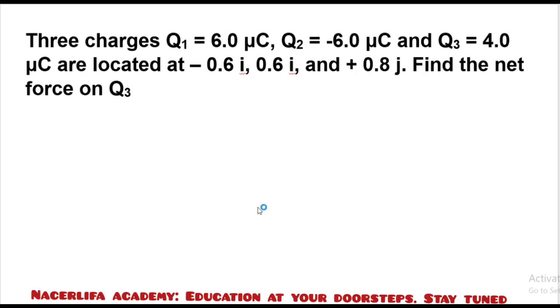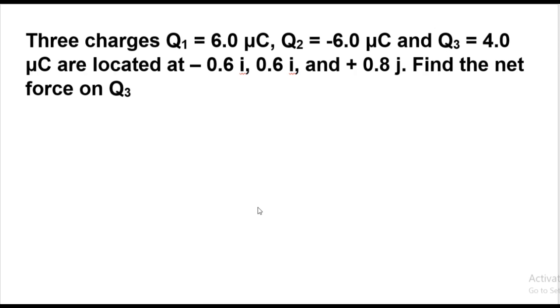The question says, three charges Q1, 6 microcoulomb, Q2, minus 6 microcoulomb, and Q3, 4 microcoulomb are located at minus 0.6I, 0.6I, and plus 0.8J. Find the net force on Q3.